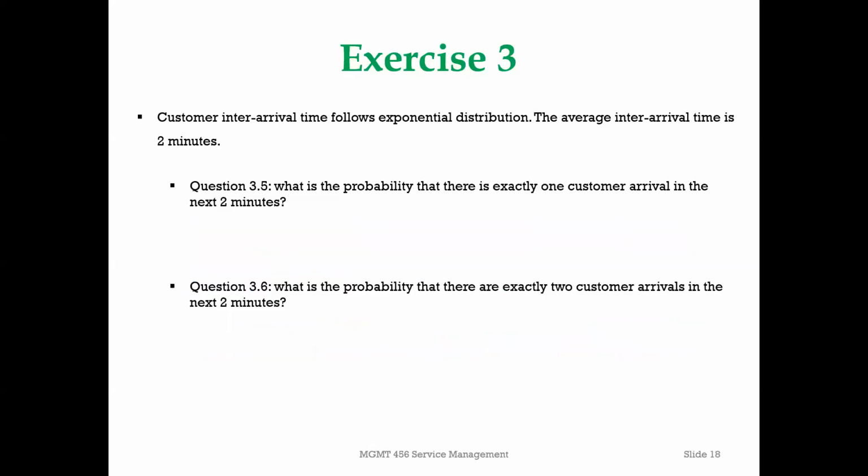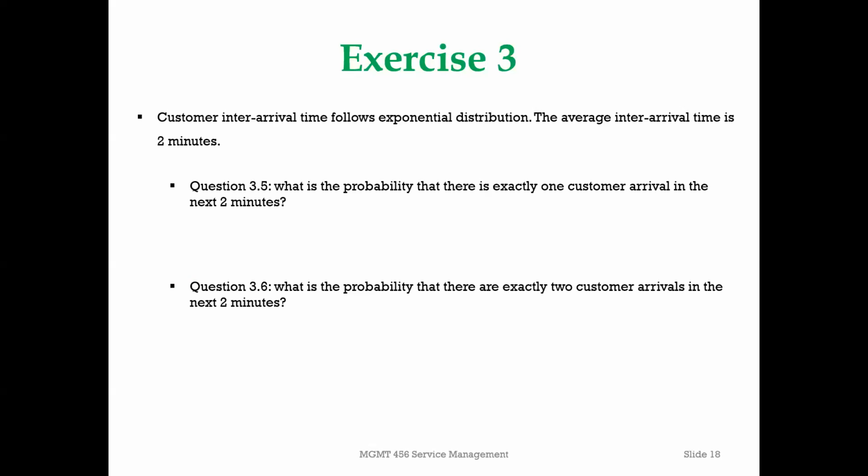So now we go to question 3.5 and question 3.6. So question 3.5, what is the likelihood that there is exactly 1 customer arrival in the next 2 minutes? So 1 customer arrival in 2 minutes. So 1 customer in 2 minutes, it sounds like Poisson distribution is the right distribution to use.